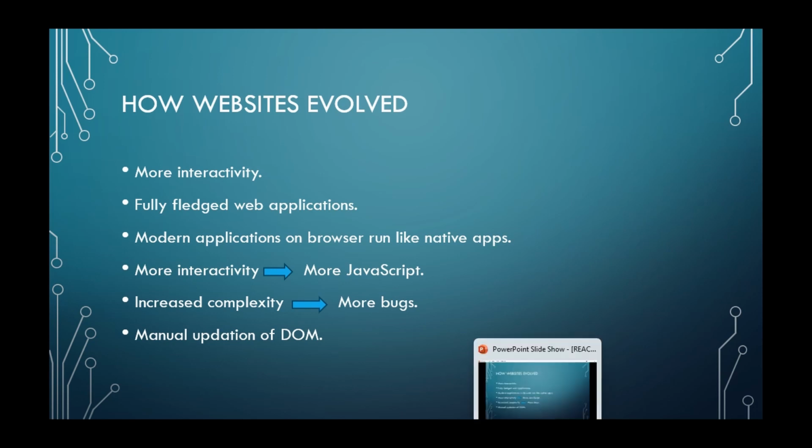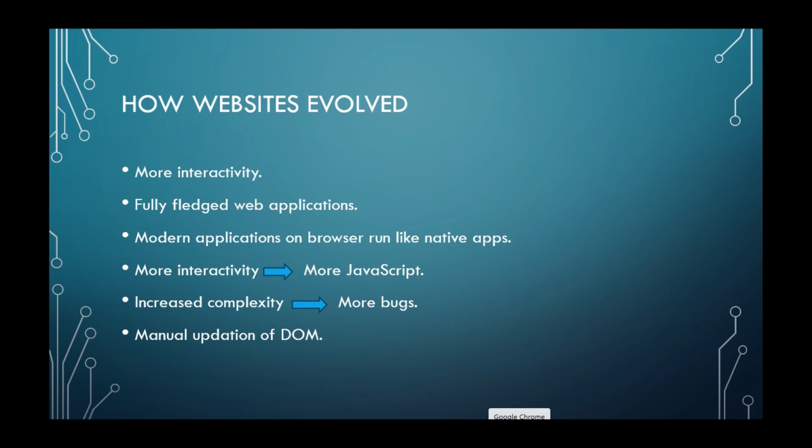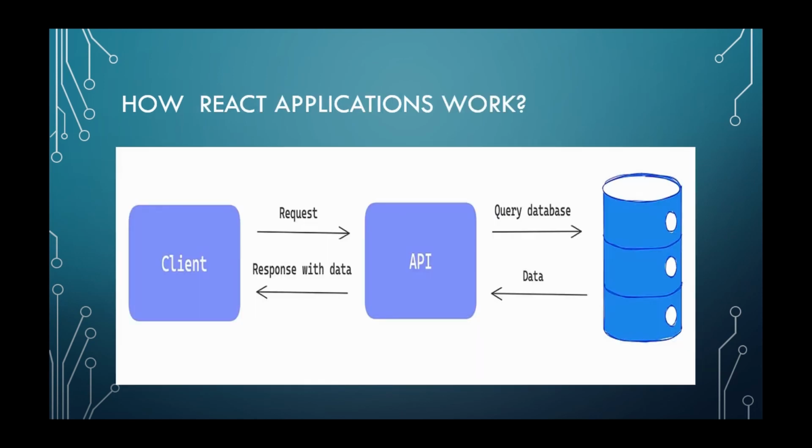So in order to solve all of these issues, React was introduced. So let's now learn how a React application works and how it is different from the traditional application which we have now. React is based on the concept of client-side rendering. So in the previous example, in the traditional website, the server had to do all the rendering, but in React, the client is the one which actually does all the rendering for you. And by client, we simply mean the web browser.